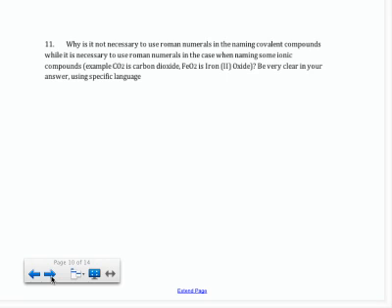Why is it not necessary to use Roman numerals in the naming of covalent compounds when you use them in ionic compounds? Well, the reason we need the Roman numerals in an ionic compound is because you have to make sure the charges match. And sometimes you can just figure that out by knowing what the charges are.